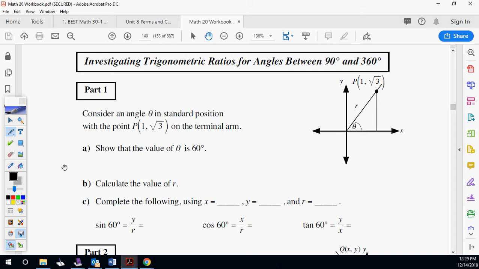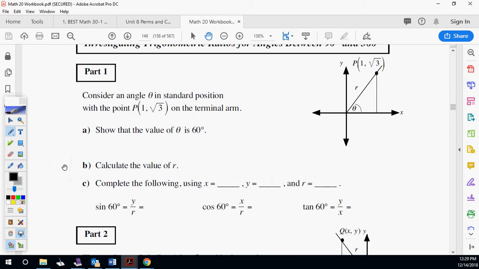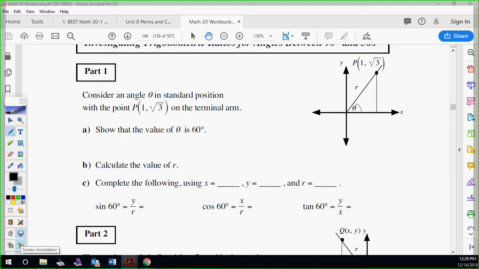So how you would do this. All right, so that means that for that point, x is 1 and y is root 3. Okay. So that means that tan theta is root 3 over 1. Does that make sense?